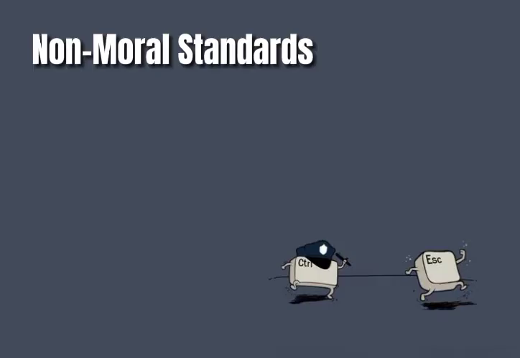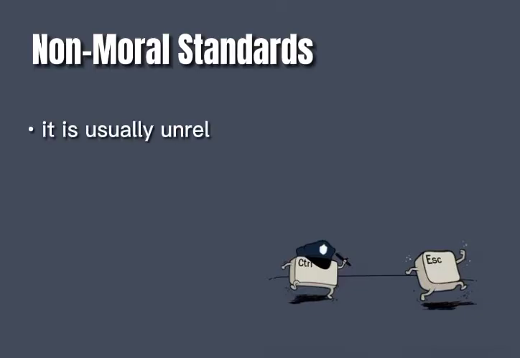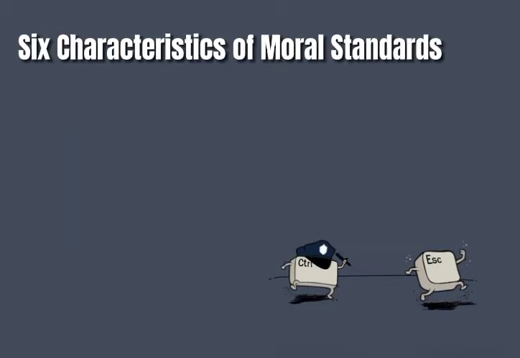In other words, non-moral standards are beliefs or codes of conduct that are right and wrong in a certain group of individuals or group of people. They are usually unrelated to moral standards. There are 6 characteristics of moral standards that can further differentiate them from non-moral standards. You can refer to the explanations in handout 1.